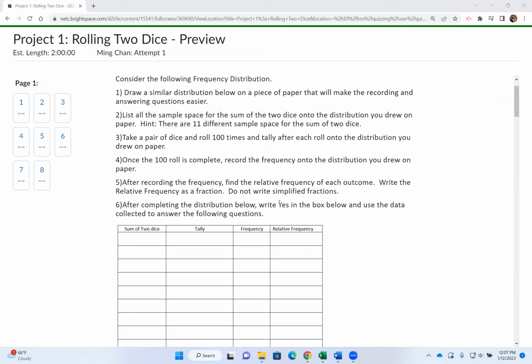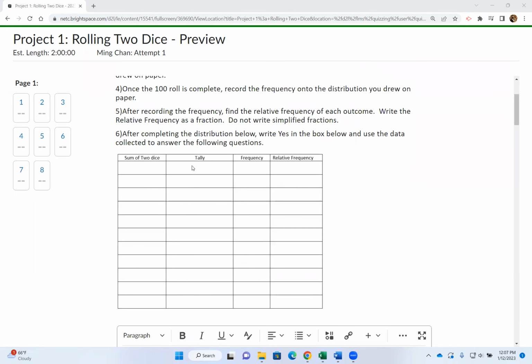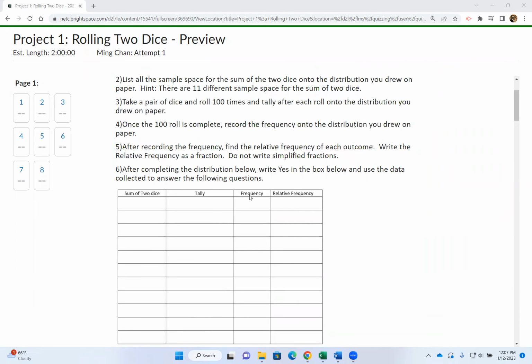So let's say the first roll you got a 1 and a 2. So that would be the sum of 3. So you tally 1. Okay, so do that for 100 times. So you will have tallied all of them. Okay, so once you finish and tally all the 100 rolls, then you write down the frequency and you write the relative frequency over here.